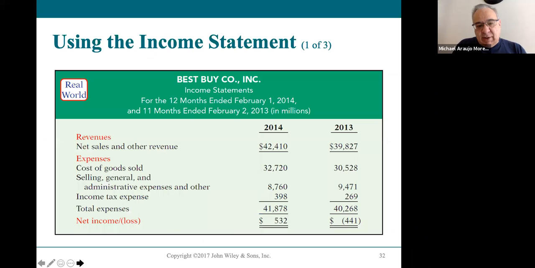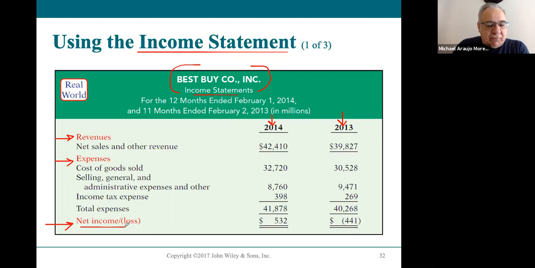So let's introduce you to these financial statements, which is where all the numbers for the ratios come from. This is an income statement from Best Buy. It's a comparative income statement. It shows Best Buy's years here for 2013 on the far right, 2014 sort of in the middle. Again, it starts with revenues because revenues are only on the income statement. It lists your expenses. Again, expenses are only on the income statement. And it gives you your net profit or loss.